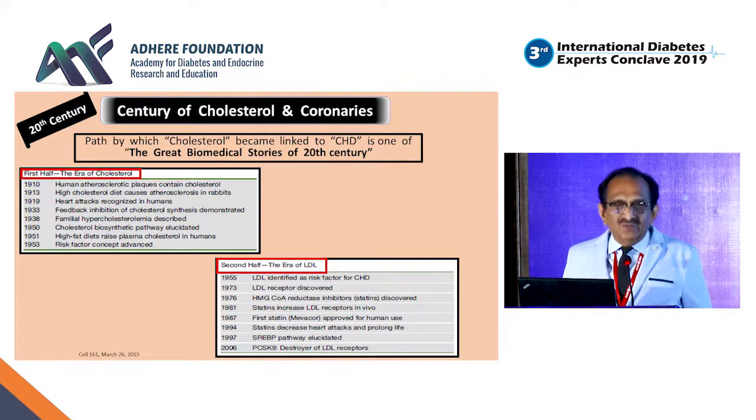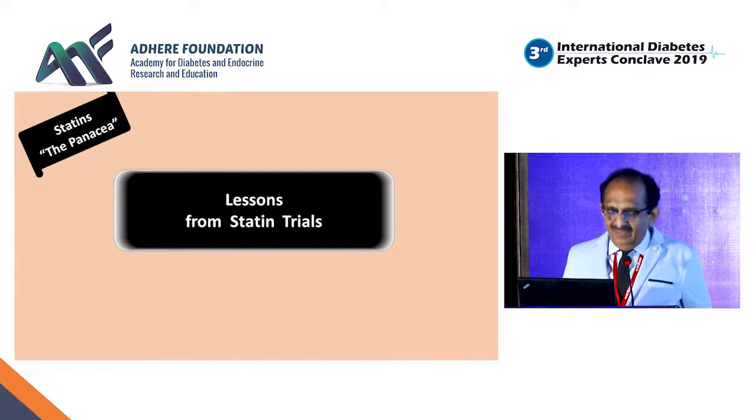The 20th century is the century of cholesterol and coronaries. The path by which cholesterol became linked to coronary heart disease is one of the great biomedical stories of the 20th century. The first part of this century was the era of cholesterol, followed by the era of LDL. You can see how things progressed to 2006 when we had PCSK9. Statins are taken as a panacea. I'll tell you why. What are the lessons that we learned from various statin trials?